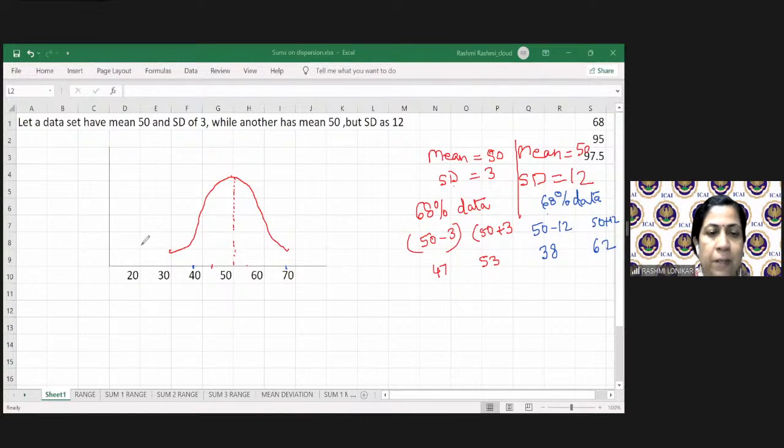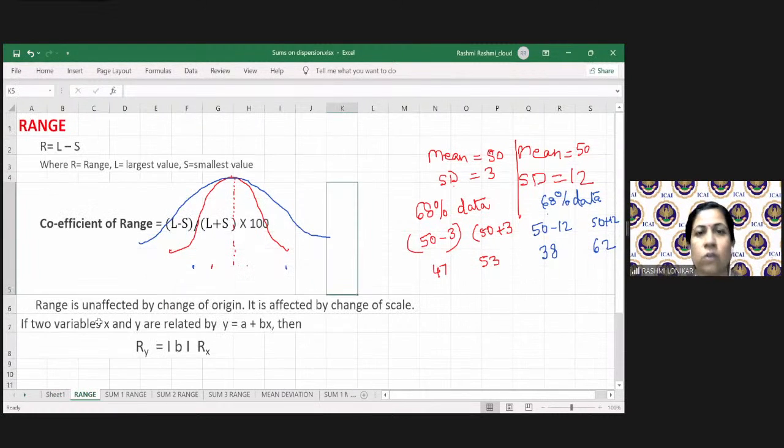So in this case, even though the mean is the same, the data spread will be something like this. This is what is representing dispersion. Here the dispersion is more, and in the red the dispersion is less. This is just a pictorial way of representing things. Now let us go to range.